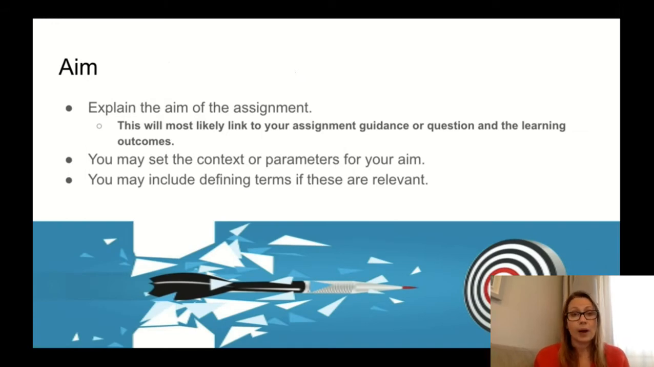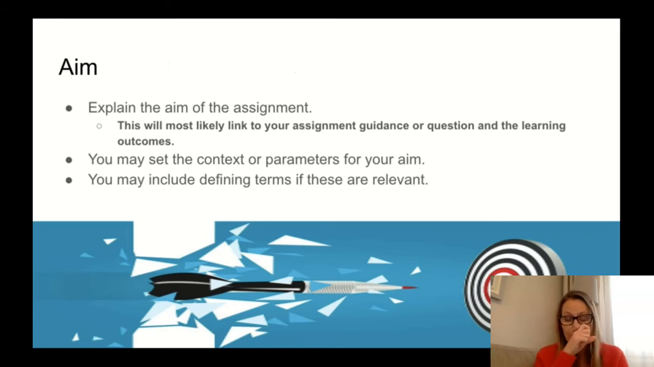Aim is an essential one. So here you're explaining the aim of the assignment. You're telling me why we are bothering about doing this assignment. You're telling me the purpose of it, and that typically is going to link to the assignment guidance that you've been provided, or a question that you may have been asked to address, and the learning outcomes.